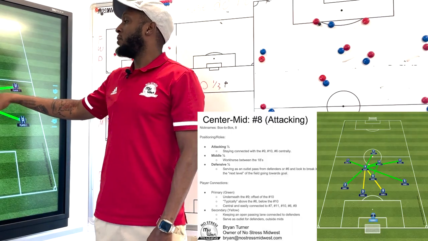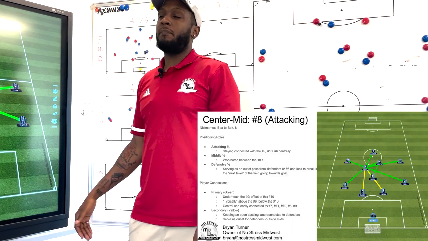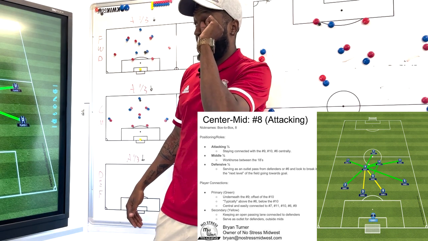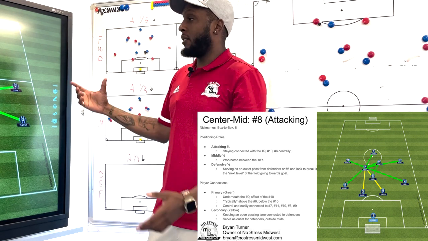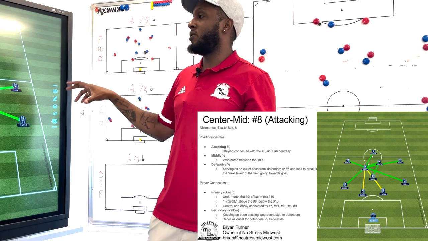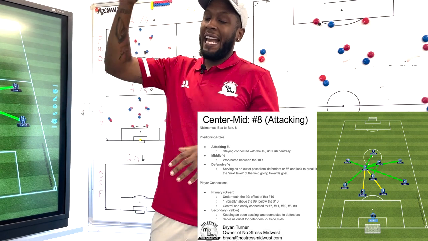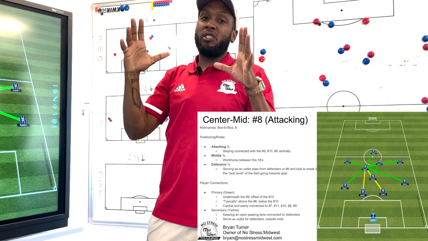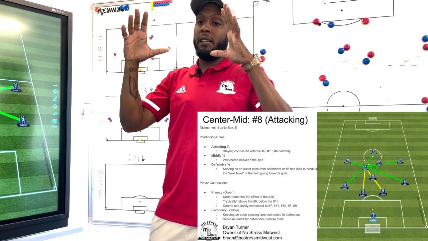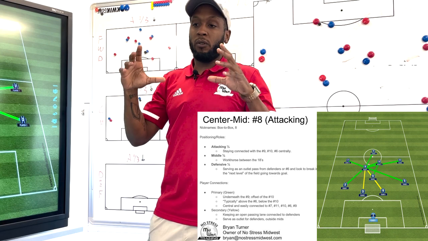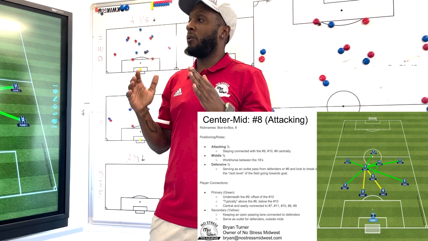Okay, we're now moving into our 8, the box-to-box center mid is a nickname for it. In the attacking third, just staying connected and kind of central with the 9, 10, and 6. Between the 3 center mids and the forward, that middle channel is going to be kind of where we're camped out in, where we want to stay.